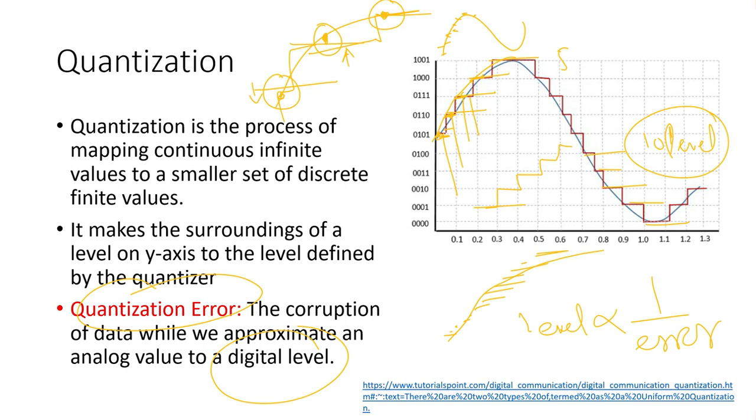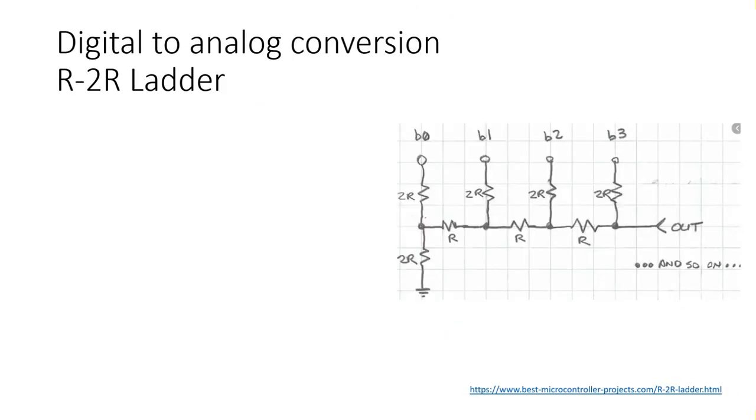Now, to convert digital data to analog data, we have many mechanisms, but the important one is the R2R ladder. The R2R ladder uses a mechanism of parallel resistances. What is a parallel resistances mechanism? Let's say we have two resistances in parallel, and we supply some voltage here. So let's say this one is R2R and this one is 2R.